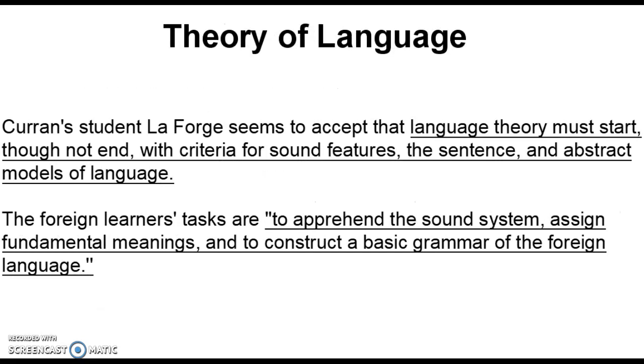For the theory of language, Curran's student La Forge seems to accept that language theory must start through, not end with, criteria for sound features, the language, the sentence, and an abstract model of language. The foreign language learner's tasks are to apprehend the sound system, assign fundamental meanings, and construct a basic grammar of the foreign language.